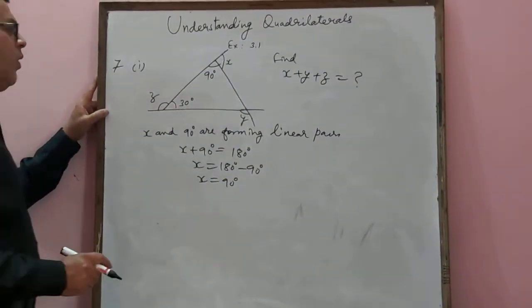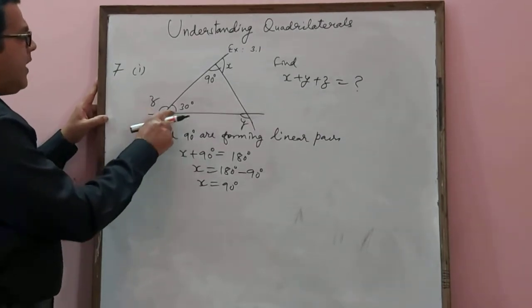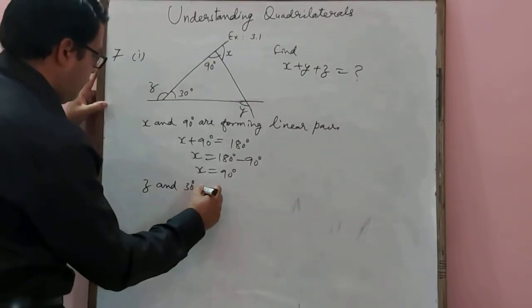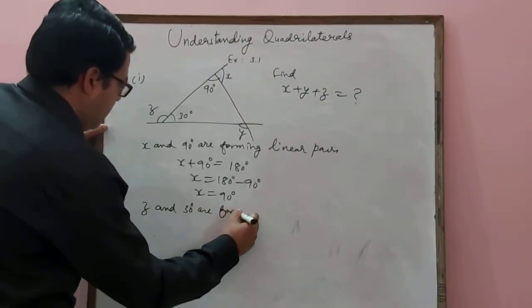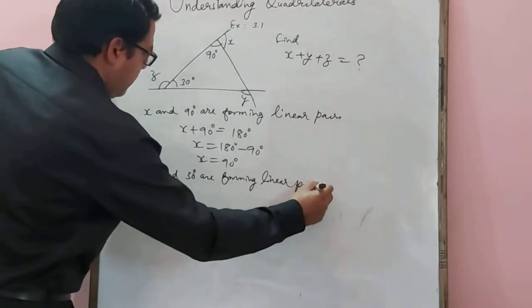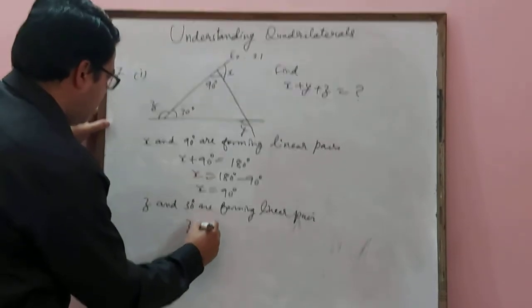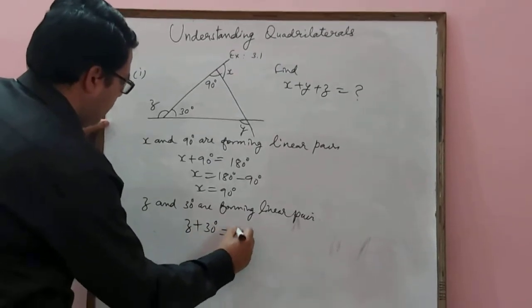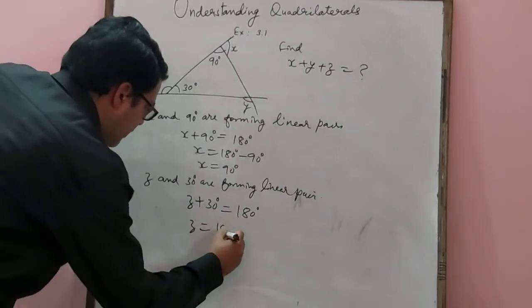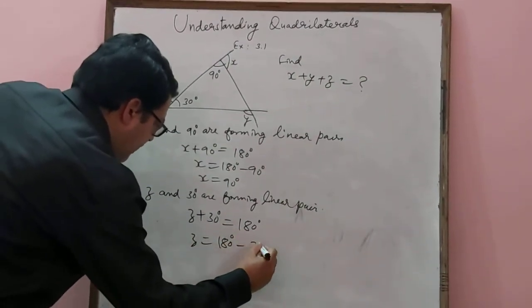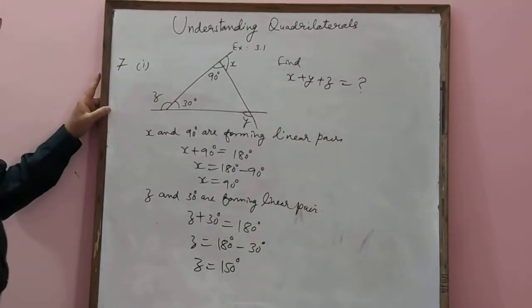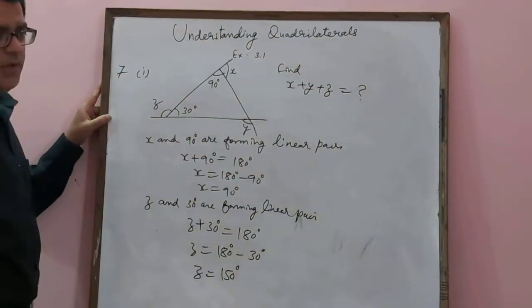Now see, this z and 30 are forming a linear pair. Therefore, z plus 30 equals 180. And the value of z will be 180 minus 30 degrees, it will come to 150 degrees. So the value of this z is 150 degrees.